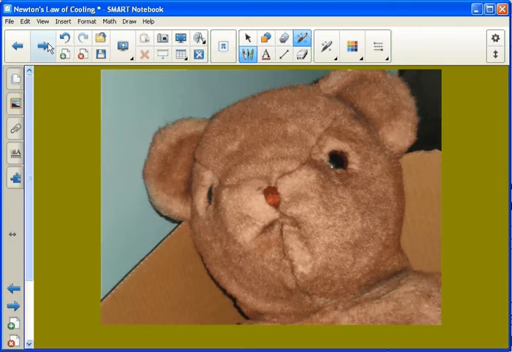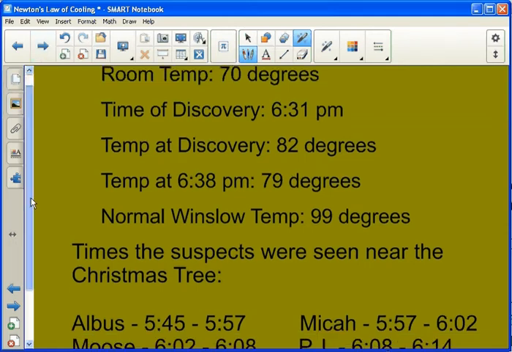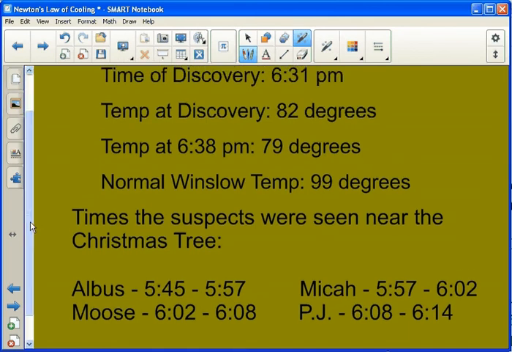So here's the information you need. The room temperature was 70 degrees. The time of discovery was 6:31 p.m. Winslow's temperature at the time of discovery was 82 degrees. His temperature 7 minutes later at 6:38 was 79 degrees. Normally, Winslow is 99 degrees, and the suspects were seen near the Christmas tree at these times. Albus was there from 5:45 to 5:57, Micah from 5:57 to 6:02, Moose from 6:02 to 6:08, and PJ from 6:08 to 6:14.